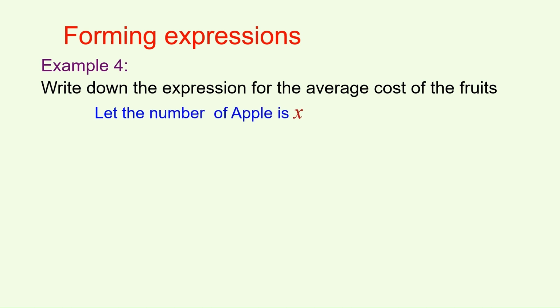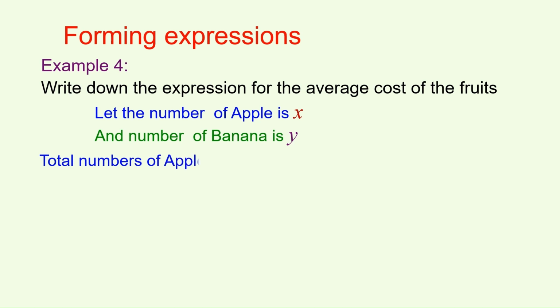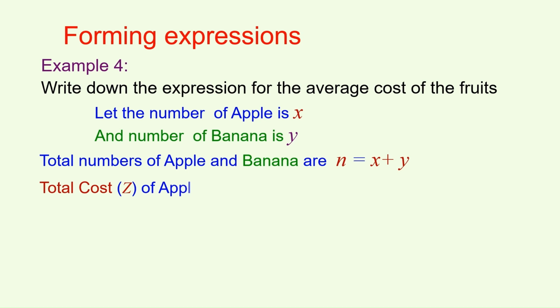What is the expression for the average cost of the fruits? Let the number of apples be x, and the number of bananas be y. Total number of apples and bananas is n equals x plus y. Total cost z of apples and bananas is px plus qy.